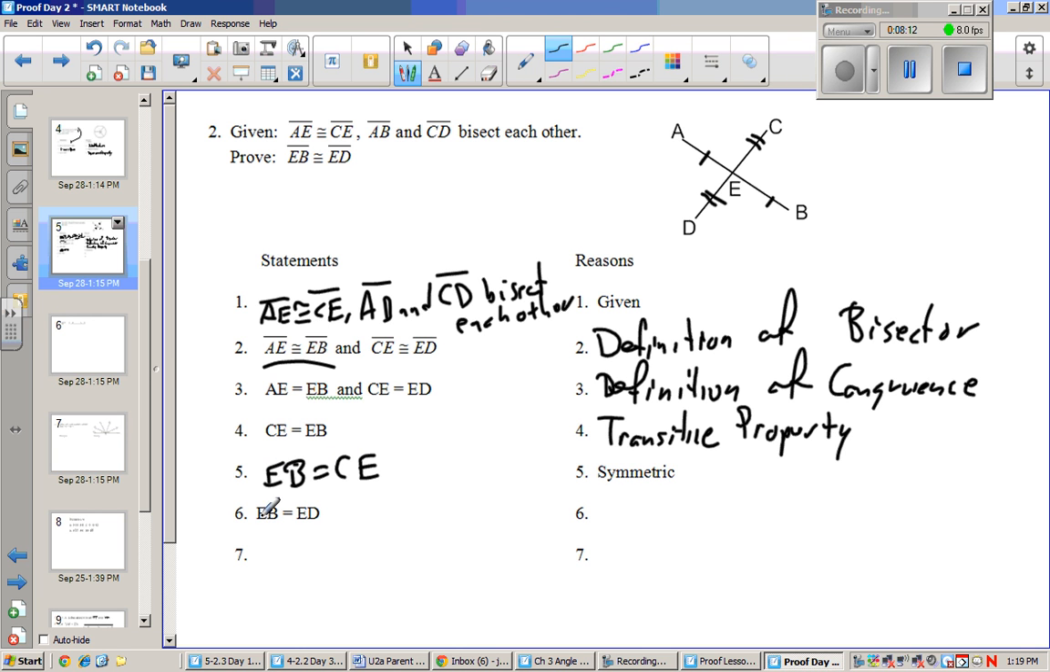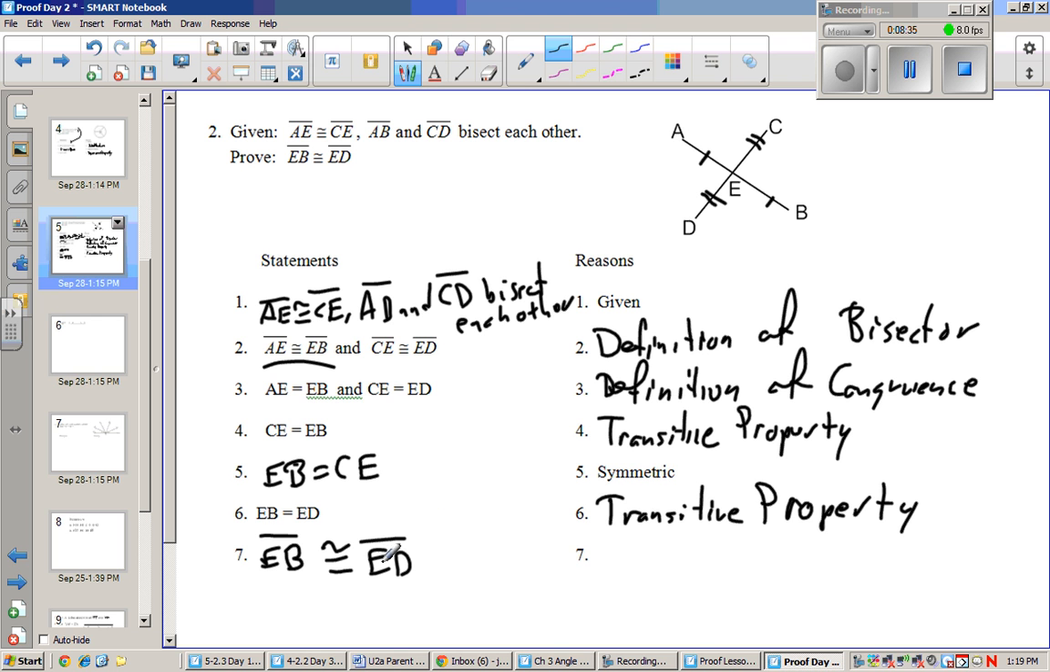And now, how do we know EB is equal to ED? Well, EB is equal to CE and CE is equal to ED. So the transitive property, again, tells us that that's true. So now we just have to do this last one, which we always know is the last thing we write. And why is that true? That's the definition of congruence.